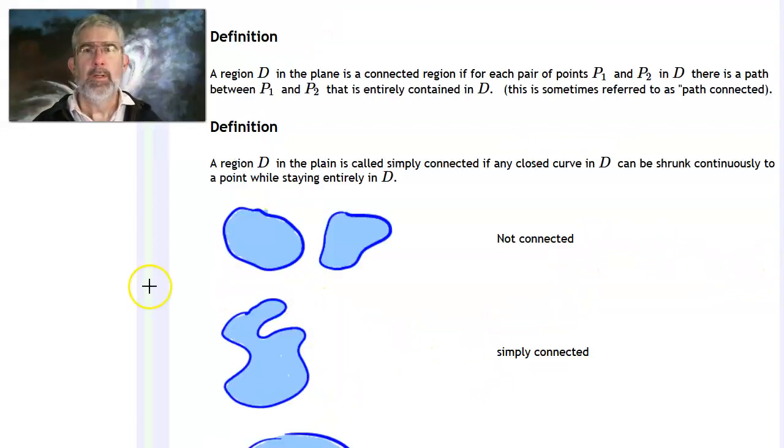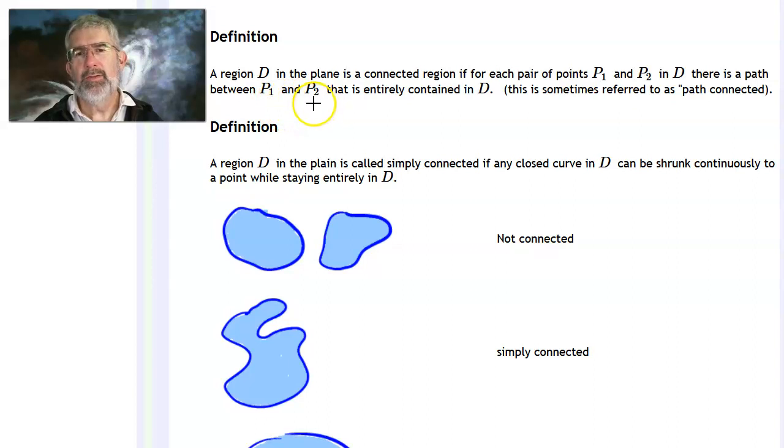I like that one. All right, so now a couple of definitions regarding regions. The first definition is to say that a region is connected. So a region D in the plane is connected if for each pair of points P1 and P2 in the region D, there is a path between P1 and P2 that is also entirely contained in D. Most textbooks I've seen call this path connected, although the textbook we're using currently is calling it connected.